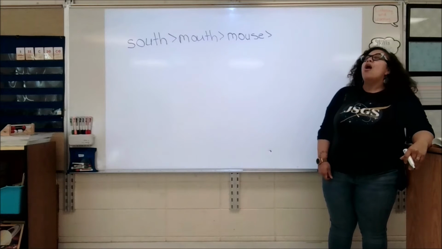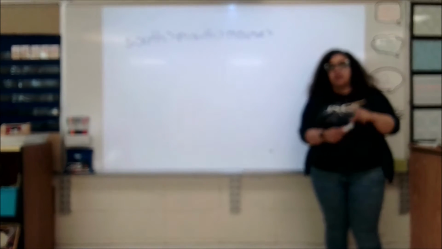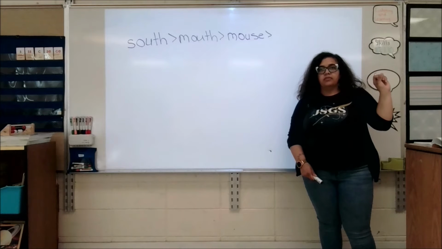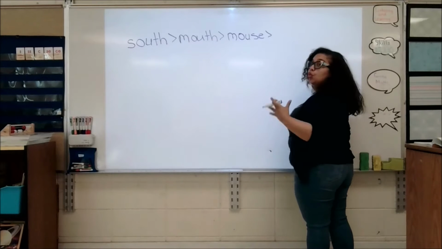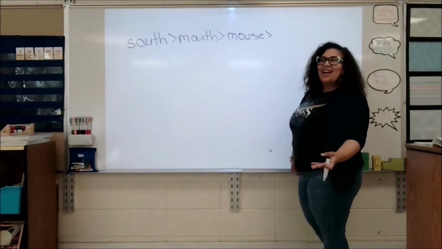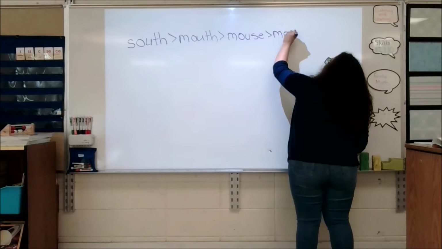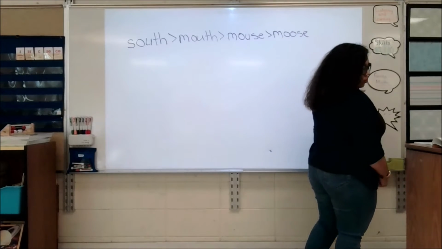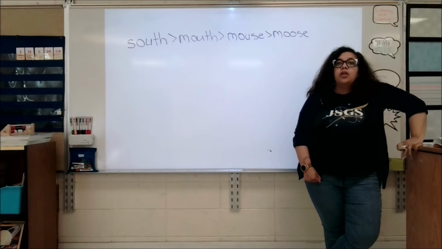Moose. Mouse to moose. Which sound is changing? The beginning, the middle, or the ending sound? The middle sound, the second sound. We're going from the vowel sound ow to the vowel sound ooh. So, moose.